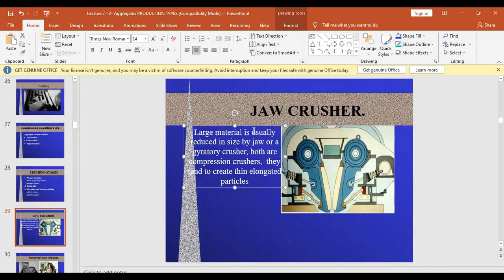So if you are using this jaw crusher, there are risks that you may produce some aggregates that are very thin and elongated. They are not allowed in any layer of an asphalt pavement, be it the base layer, the sub-base layer, or mixing with asphalt. No, you don't need those materials. So this is a disadvantage.